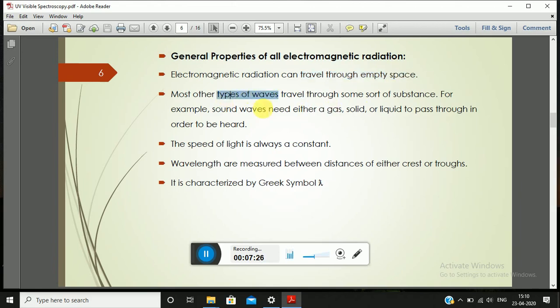Other types of waves, such as sound waves, need some sort of substance or media so that they can travel. For example, they need gas, solid or liquid to pass through in order to be heard. The speed of light remains constant. Wavelength is measured as the distance between either crests or troughs, and is characterized by the Greek symbol lambda. So these are the basic properties of electromagnetic radiation.